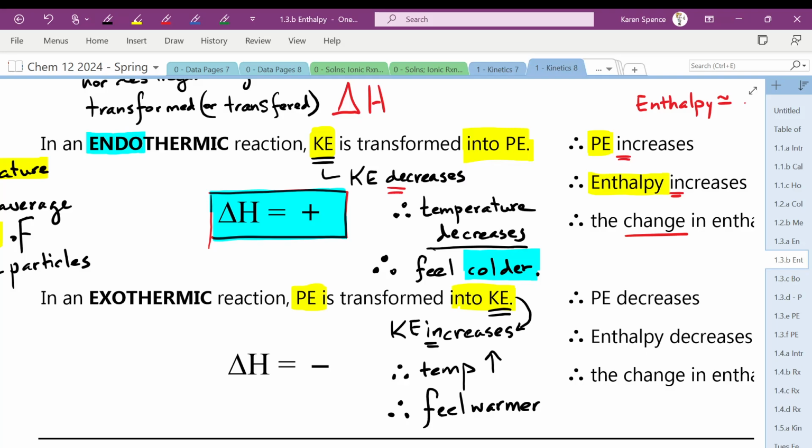All right, now what happens to our potential energy in an exothermic reaction? Sorry, yes. Is enthalpy another word for potential energy? No, but we're going to pretend it is.